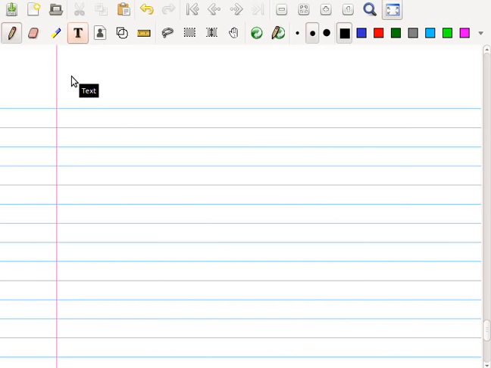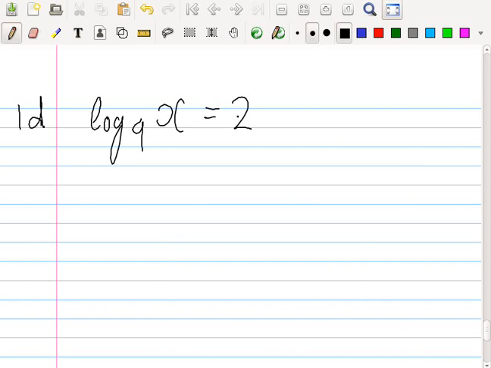So for example, let me start off with 1D as a simple one to start. Log base 9 of x equals 2. Now who can tell me what x is here? I mean, you just have to look at it and see the answer. No, not 3. 81. You went the wrong way. X is 81. Okay? But before you write down the answer, it's important that you write down your restriction on x. X here must be greater than 0, right?